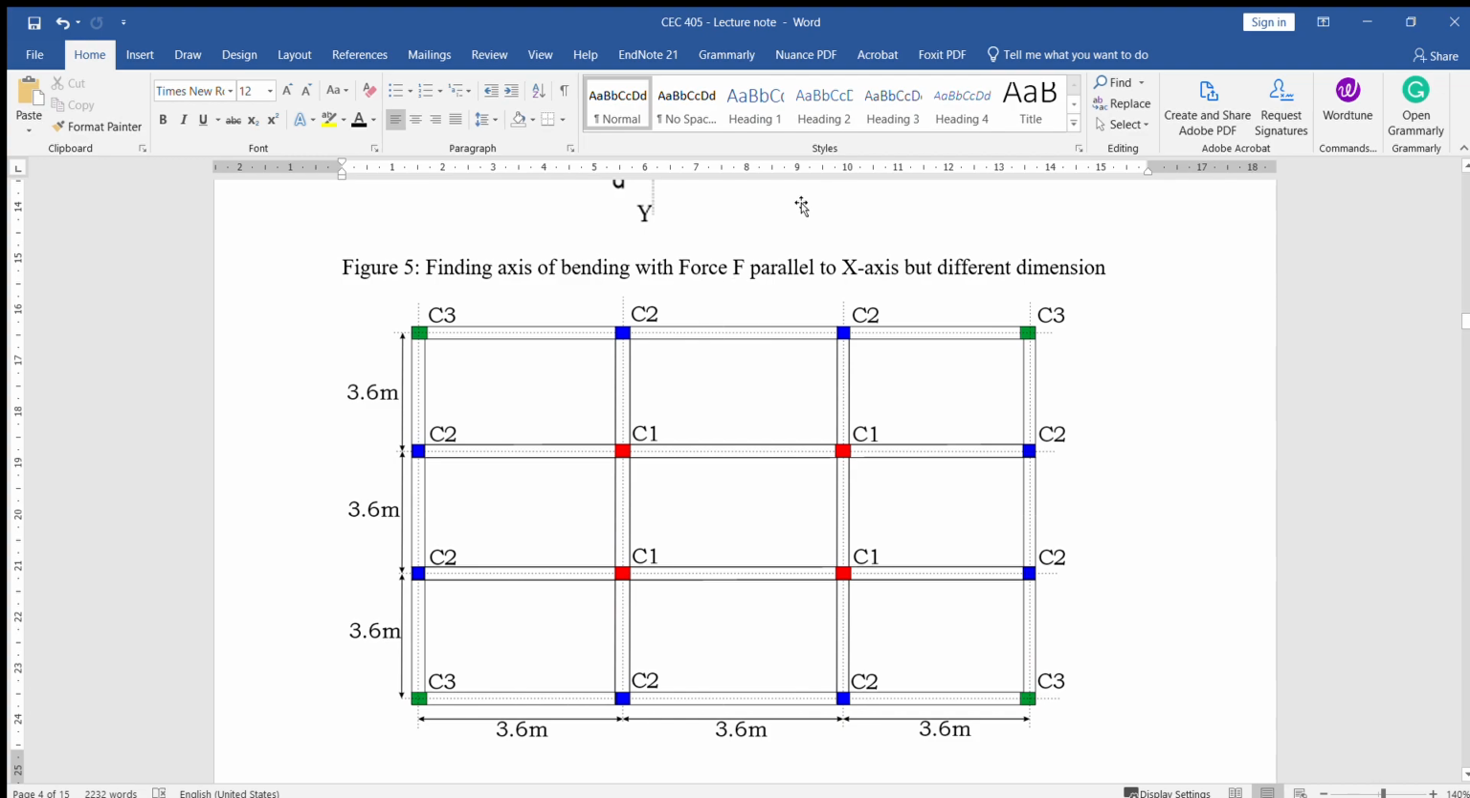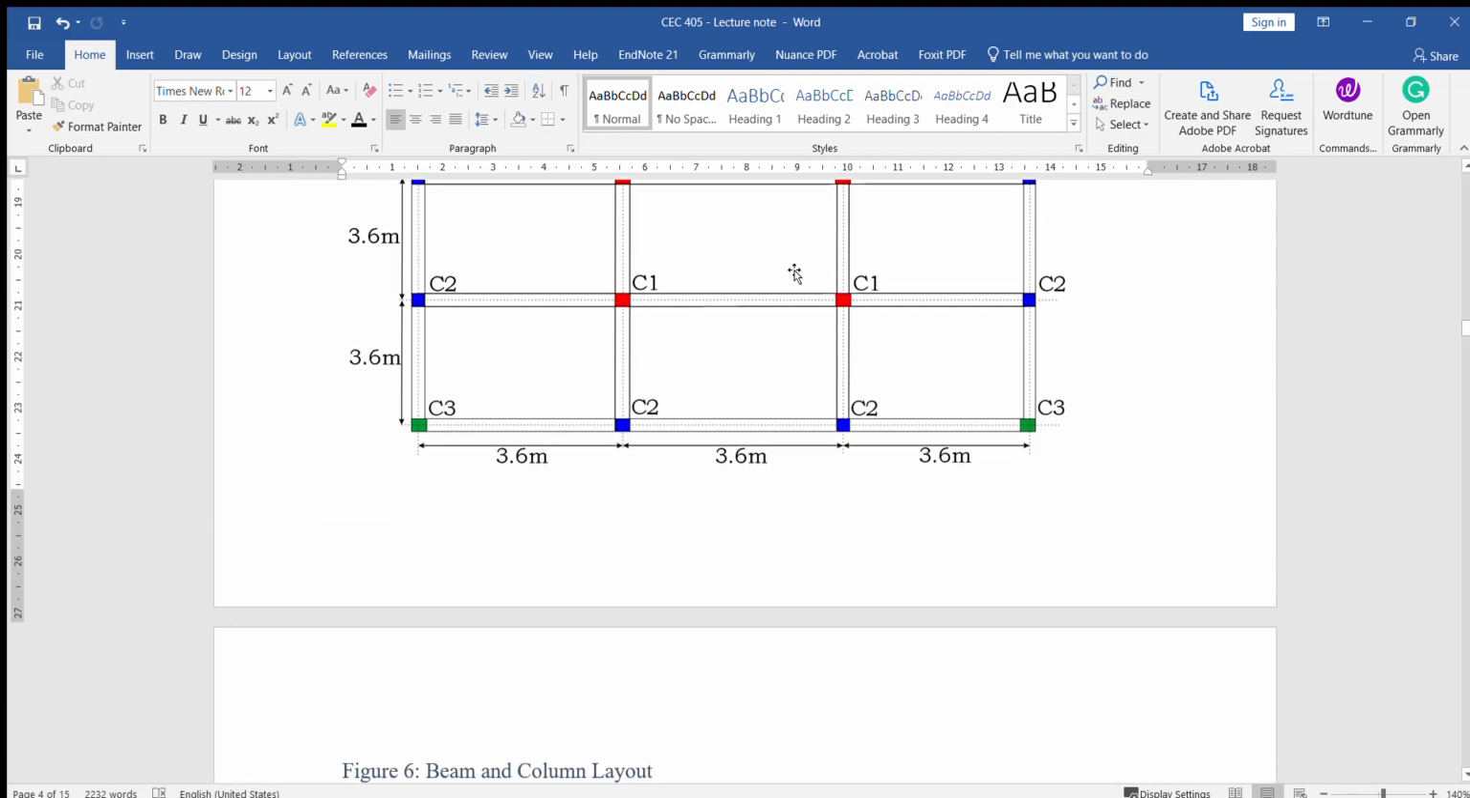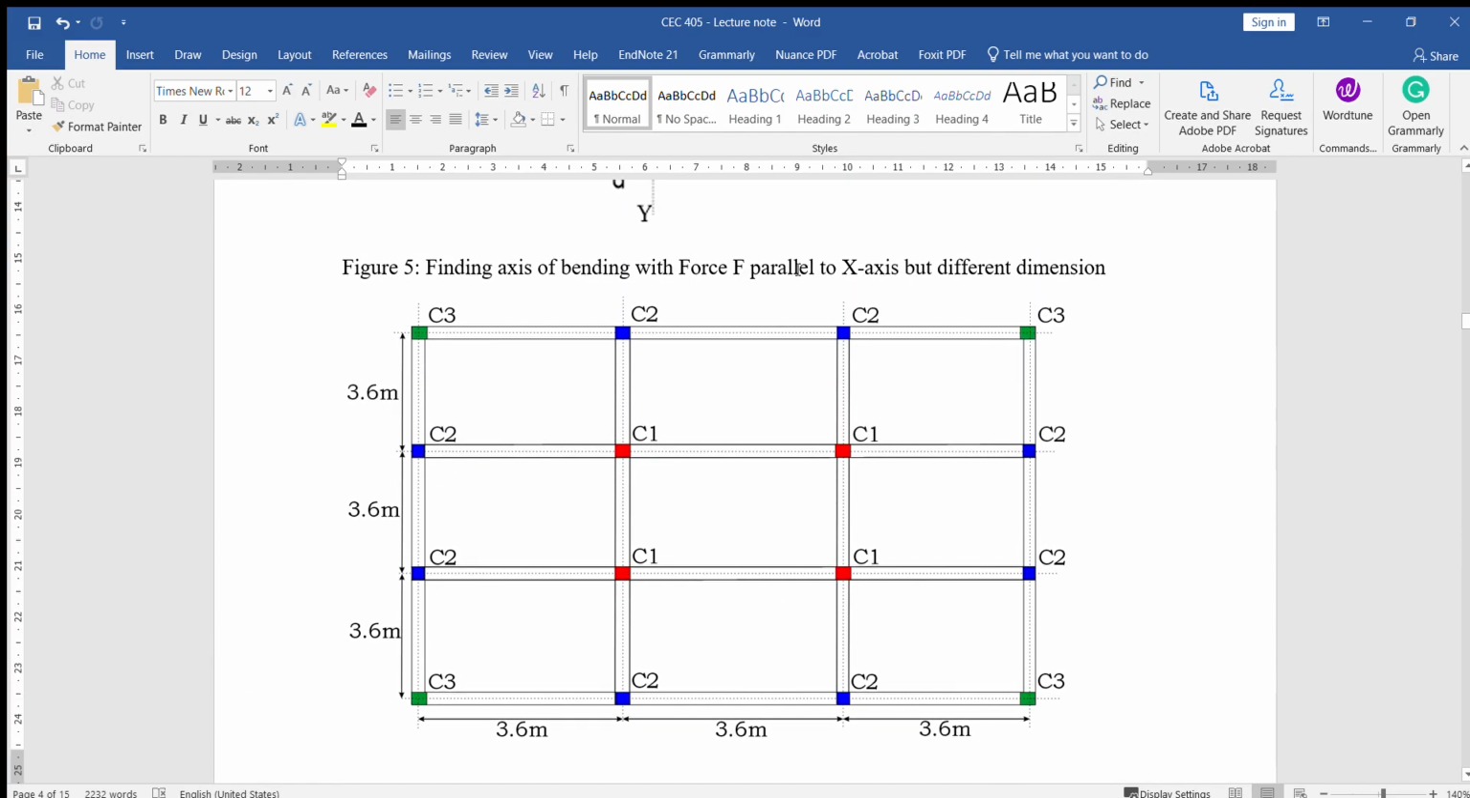Now, what we have here is a beam and column layout. When we say beam and column layout, I'll be talking about axial load, biaxial load, uniaxial load. How is this applicable in our building design? Where is this applicable? When can I use this?